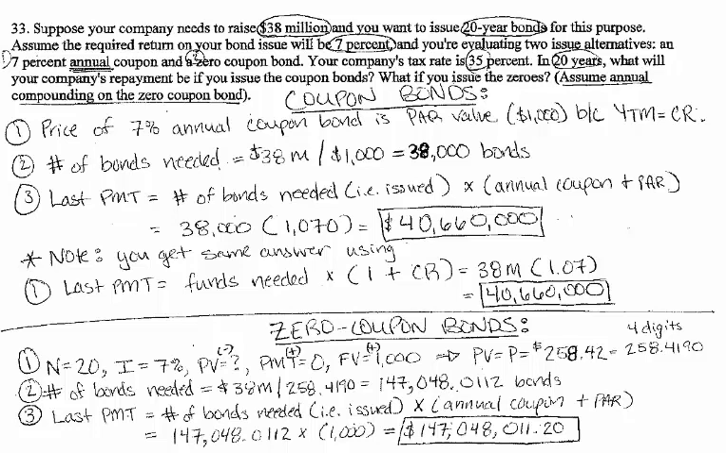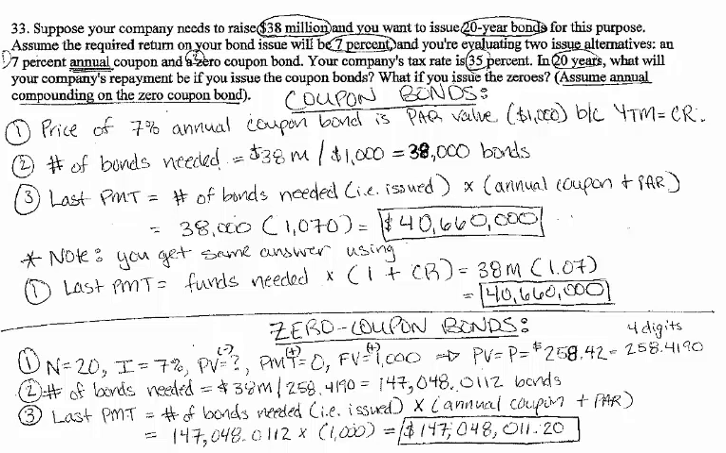And then in 20 years, why 20 years? Because that's how long the bonds are for. What will your company's repayment be if you issue the regular coupon bonds or if you issue the zeros? Now, zero is just a fancy nickname for zero coupon bonds. Assume annual compounding on the zero coupon bond in this situation. It doesn't matter a whole lot how you do your annual compounding because you don't really have interest payments, but there are some weird reasons why it would matter, but we're going to just assume annual compounding here.